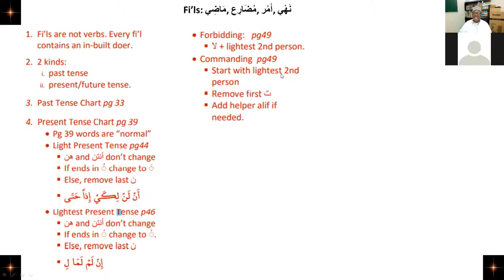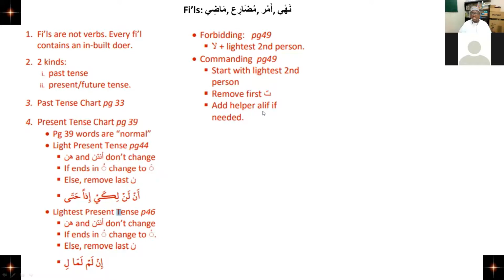Then I will make it tajlis. Then I will remove the ta from tajlis. Then it becomes jlis. I cannot say jlis, so I have to bring something called a helper alif to assist me to be able to read. So when I bring the alif, it will become ijlis.